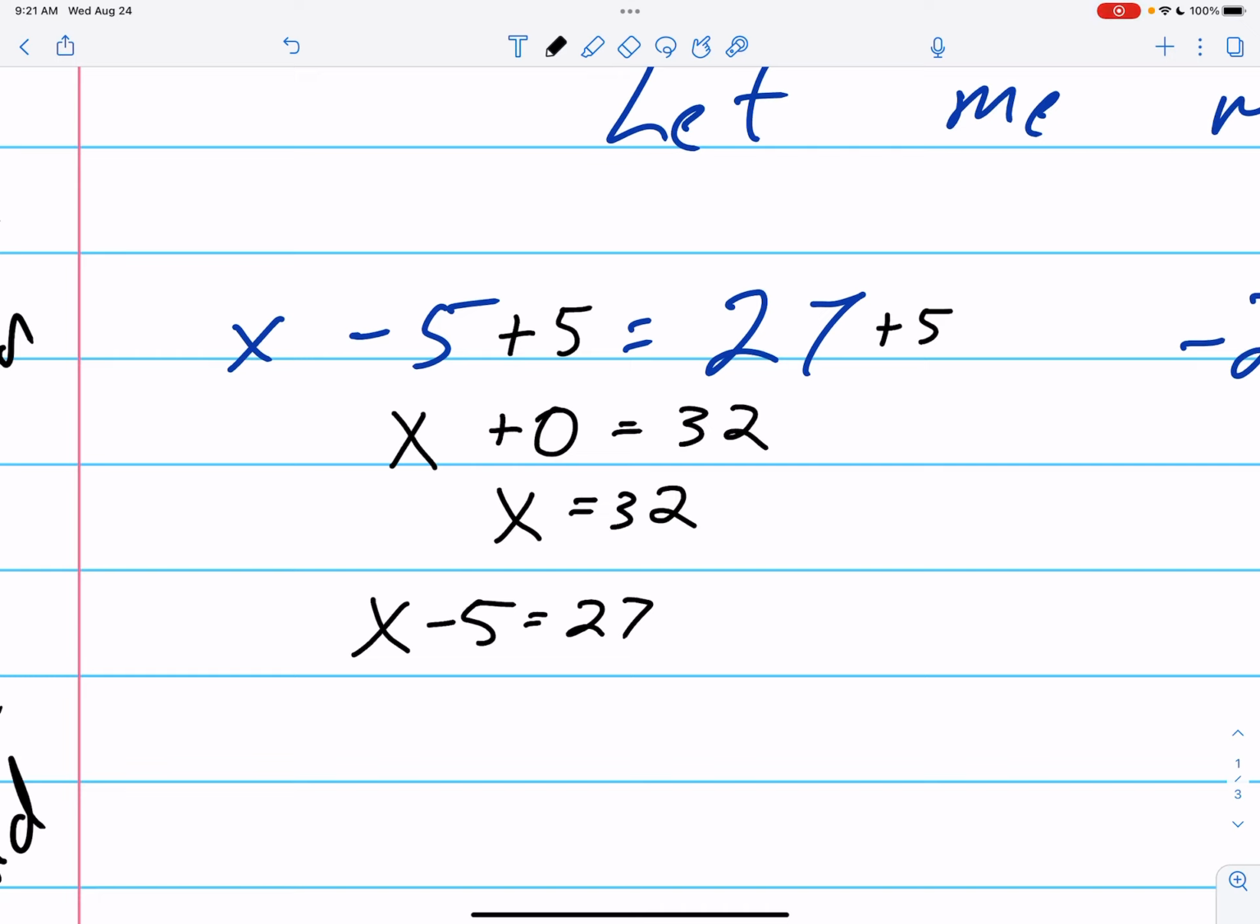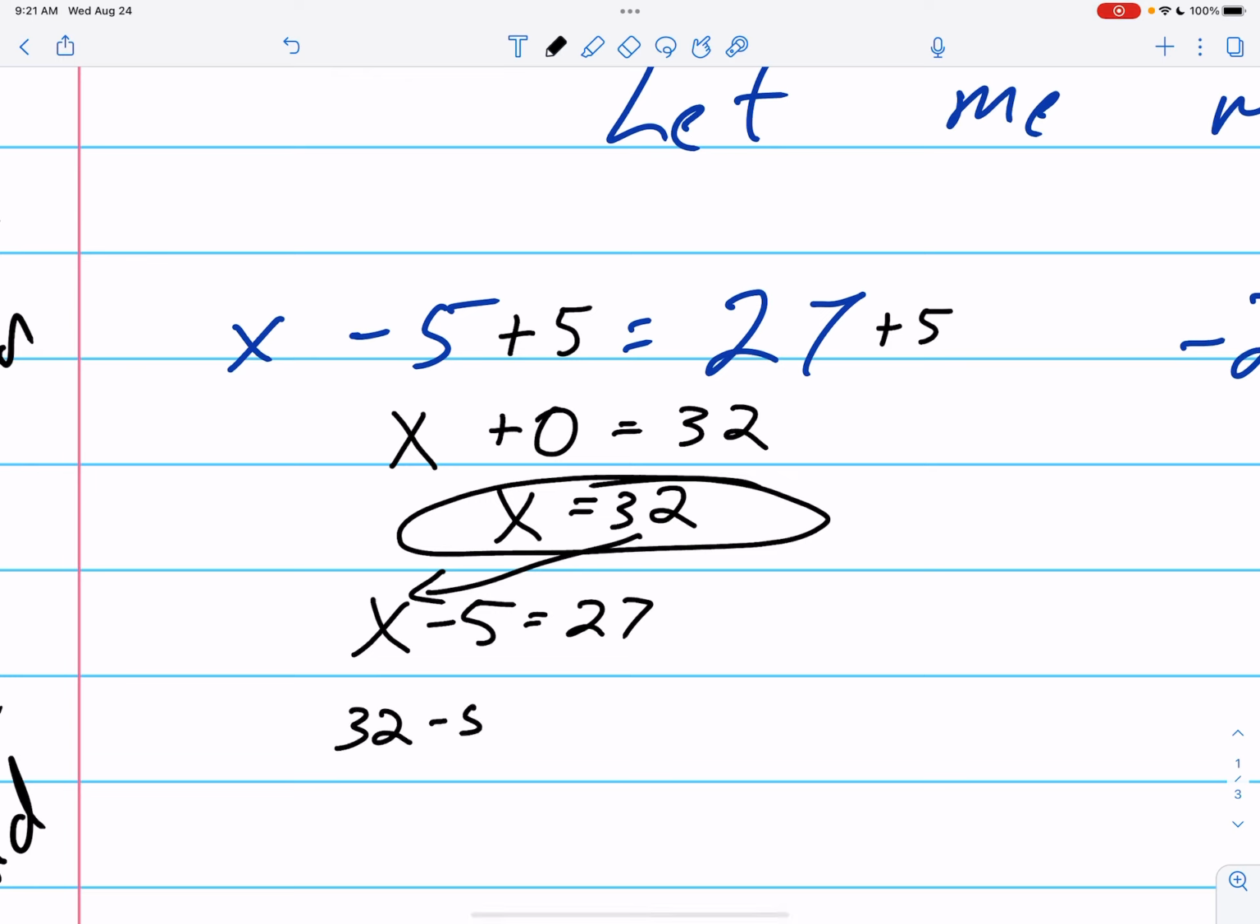But either way, we can go ahead and plug this in for our x. Whenever we do this, it replaces our x. Nothing else changes. I'm just replacing what I am saying is my solution. This is the solution. Remember, a solution is a value for your variable that makes your statement true or makes an equation true. So instead of writing x, I'll write 32. And everything else will be the same.